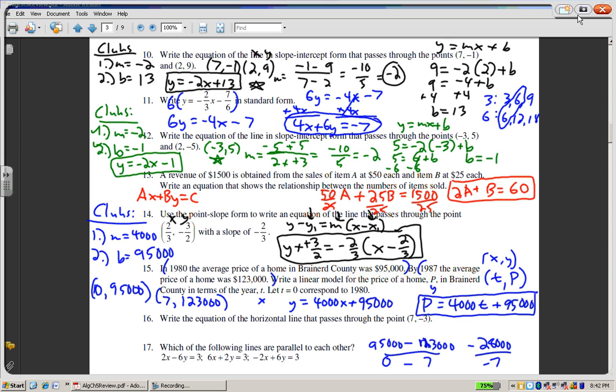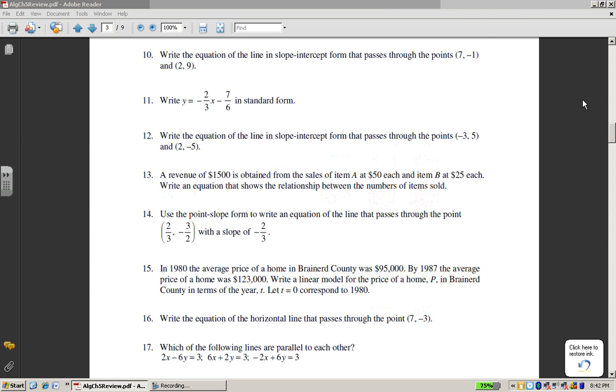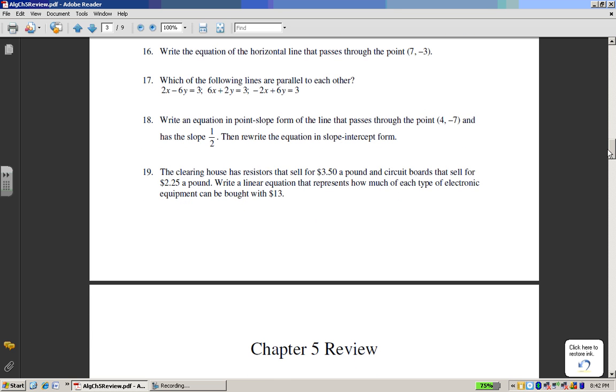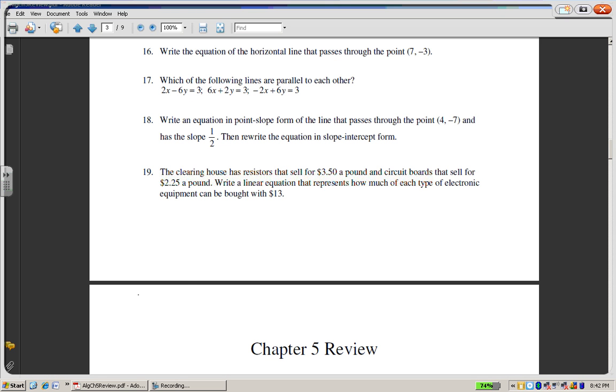Okay, number 16. Write the equation of the horizontal line that passes through the point 7, negative 3. Let's think about it on the coordinate plane here. This line corresponds to this axis, like opposites. So this is actually an x equals type of line.